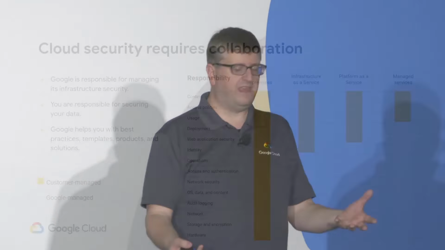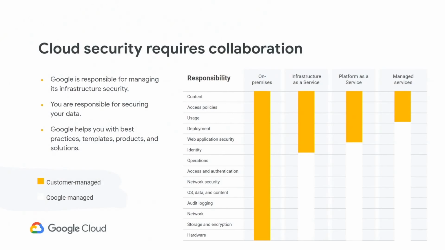If we ask for a VM, we see Google's going to handle the operations, the access, the network security, all that other stuff, the white column down the bottom, and we're responsible for the orange up the top, the consent and the policies around it. But remember, access and authorization and all that other stuff, that's all handled by Google. All that stuff down below.